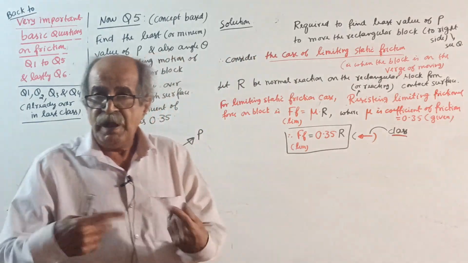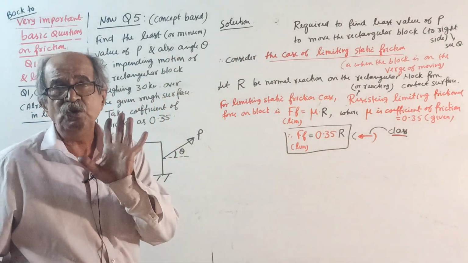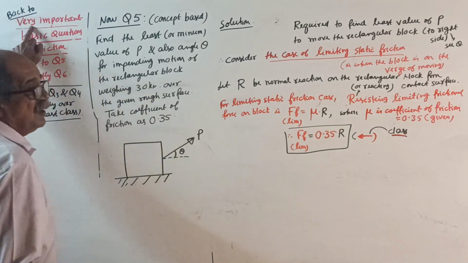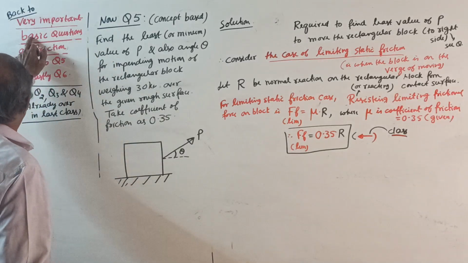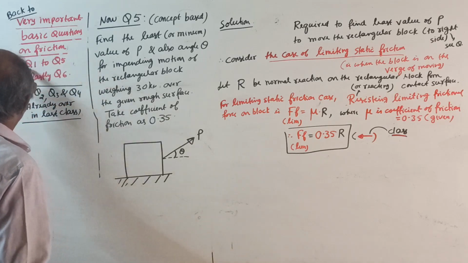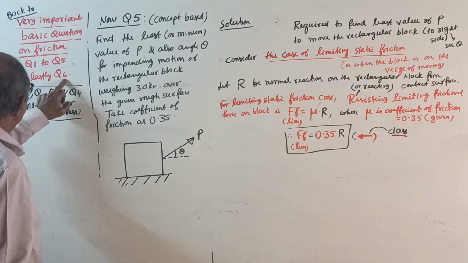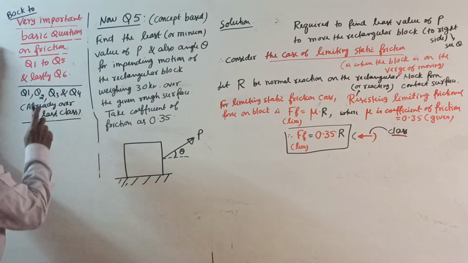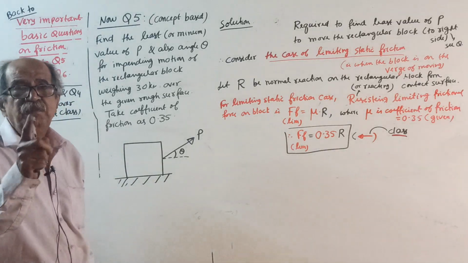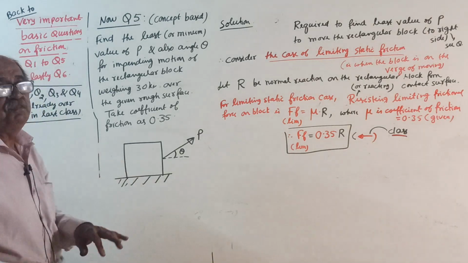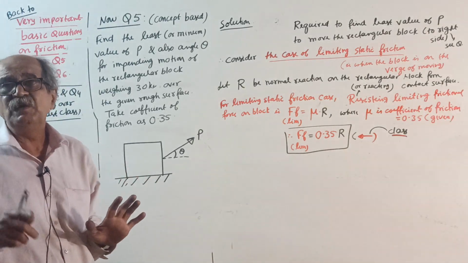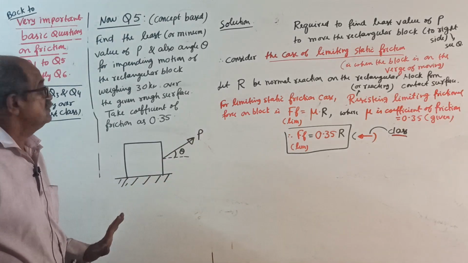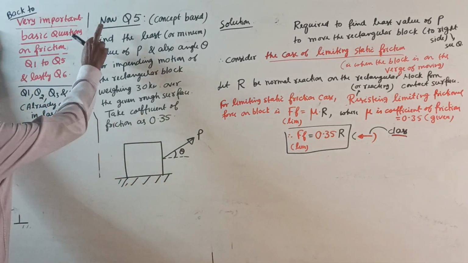Now, come back to, just now I gave the puzzle to you. That puzzle, you think and answer. Okay, now, back to last class, I told very important basic questions on friction, question 1 to question 5, and lastly question 6. Remember, question 1, 2, 3, 4 already over in the last class. And based on that question 1, I gave the puzzle to you. That puzzle is valid for every question, all the 6 questions. Okay, then. Now question 5.